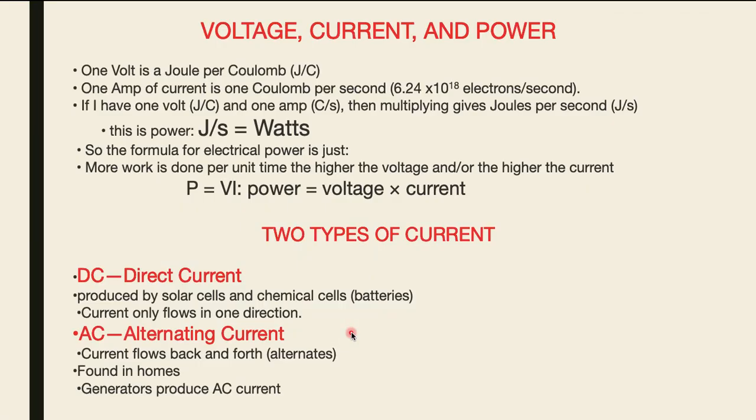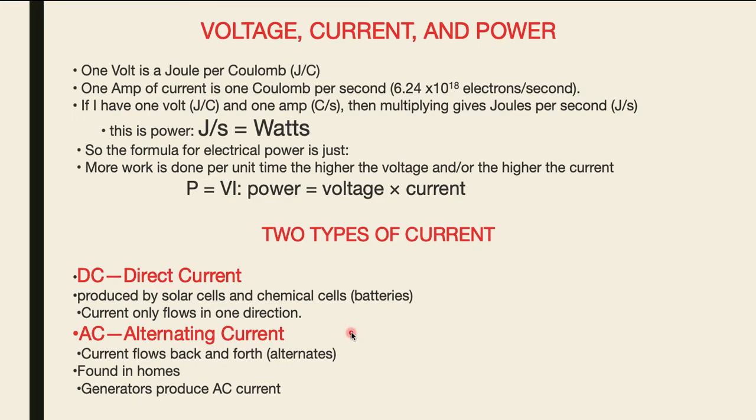Voltage, current and power: the linkage and relationship between them we have here. One volt is a joule per coulomb, shortly denoted as J by C. One ampere of current is 1 coulomb per second. How many electrons do we have? 6.24 into 10 to the power of 18 electrons per second.